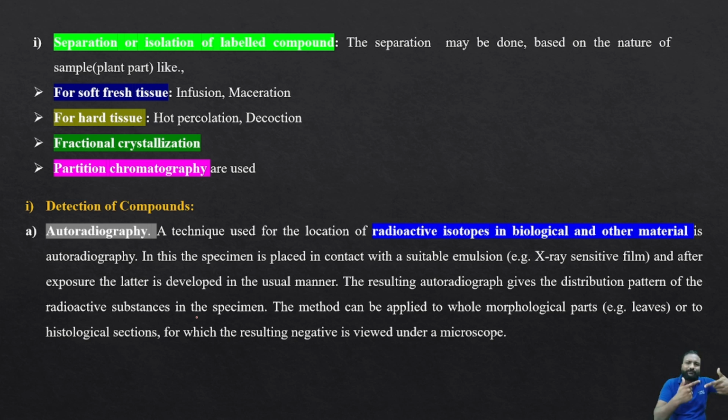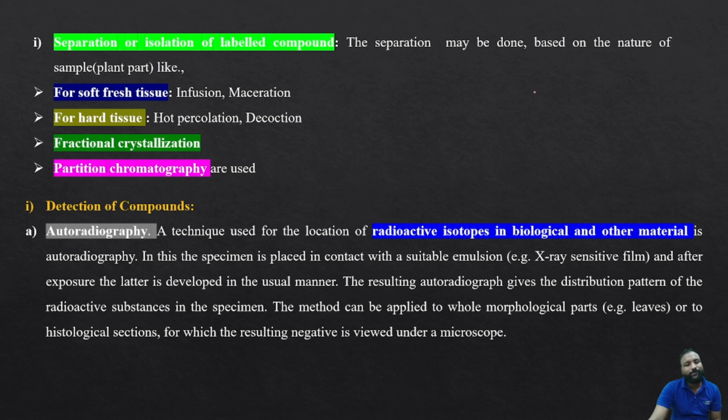And after that, it has traveled into the plant life cycle, and it has captured and detected the intermediate precursors and all the end products. But after that, we need to separate or isolate the labeled compound in order to check what things it captured and what things it has noted down. So, separation or isolation of labeled compounds.